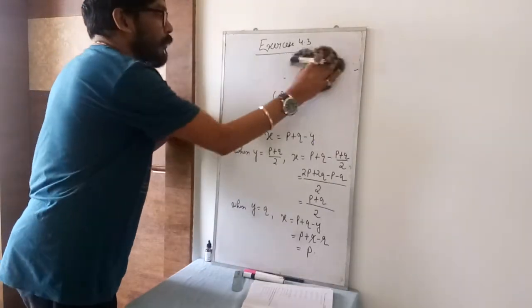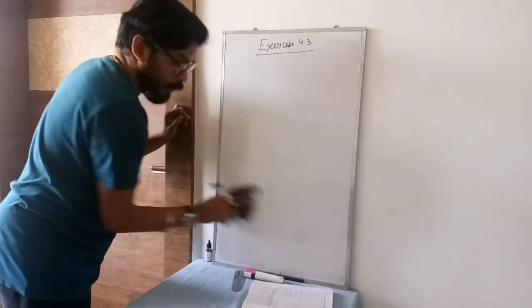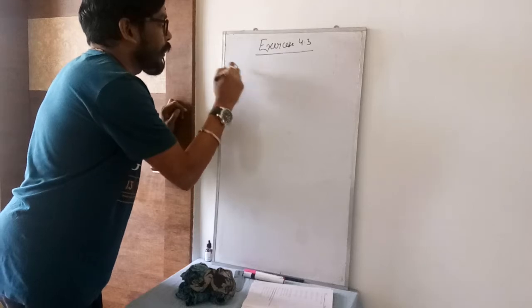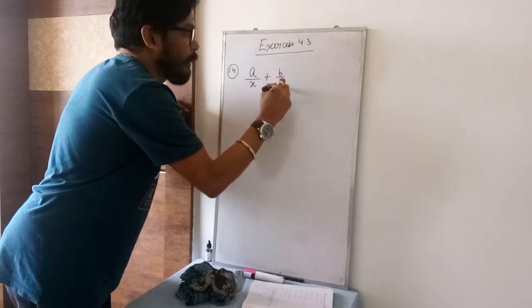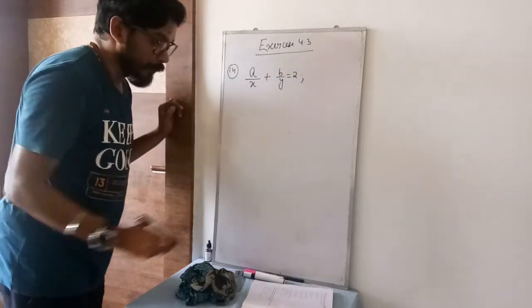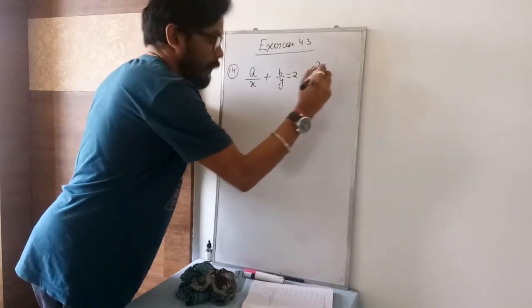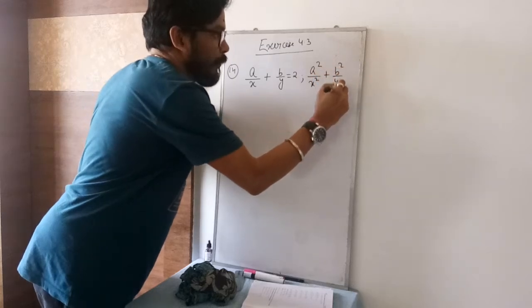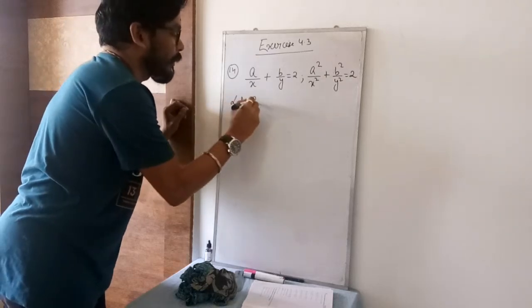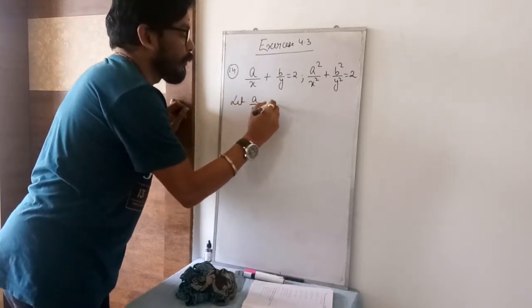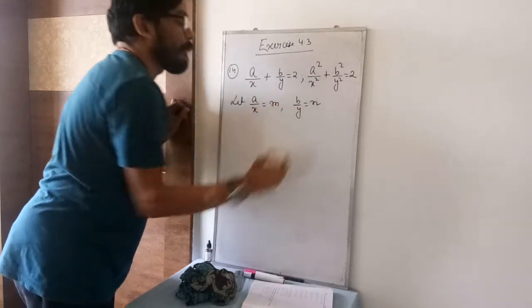Now let me show you question number 14. So 14, what is given: a by x plus b by y equal to 2, and the second one is a square by x square plus b square by y square equal to 2. So let me do one thing. Let a by x equal to, suppose, m, and b by y equal to n.